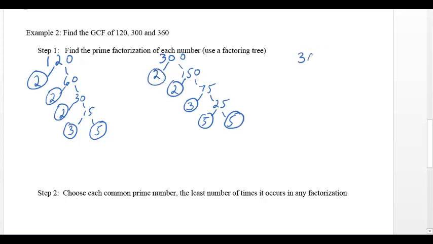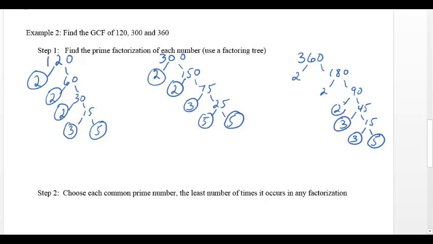And now let's look at 360. 2 goes into 360 180 times. 2 goes into 180 90 times. 2 goes into 90 45 times. 3 goes into 45 15 times. And 3 goes into 15 5 times. So again, at the end of each branch is a prime number.